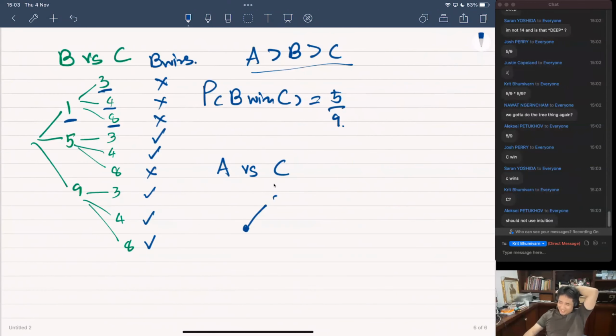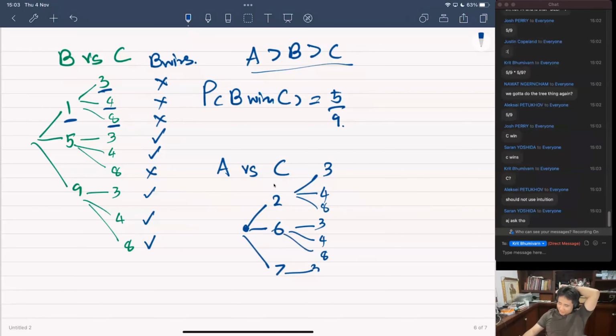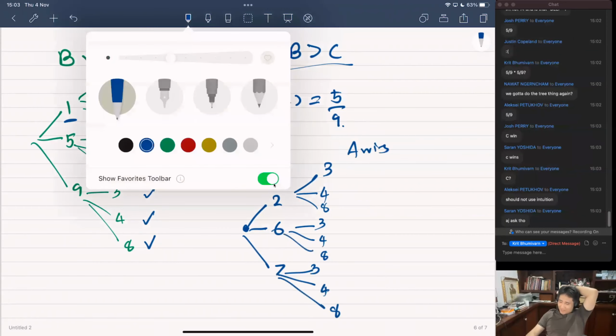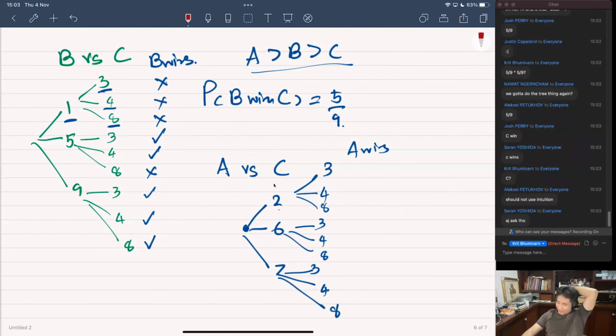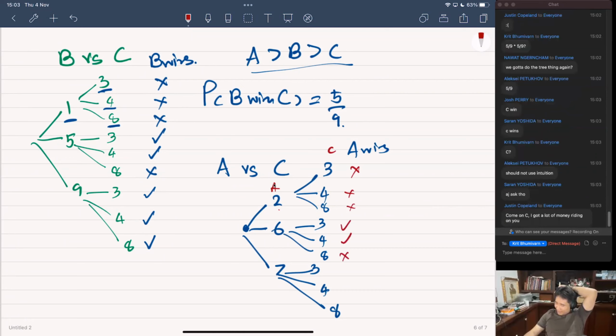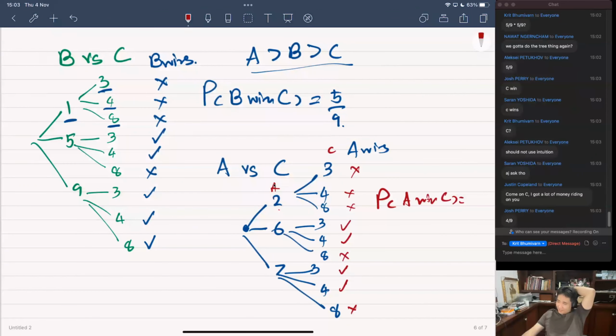Good for you. That means you learned something in this class, therefore you use your intuition. So C is going to be 3, 4, 8. Do the 3 thing again. Say A wins. Let's count. Does A win? This is A, this is C. No, no, no. Yes, yes, no. And yes, yes, no. So the probability that A wins against C is how much? It's 4/9.